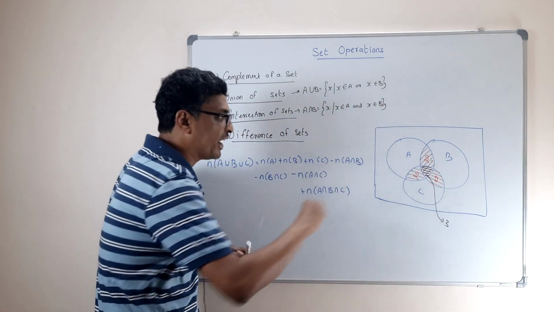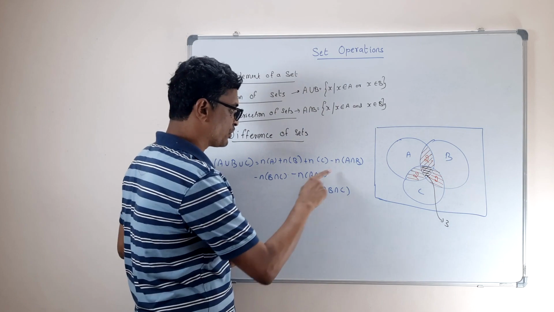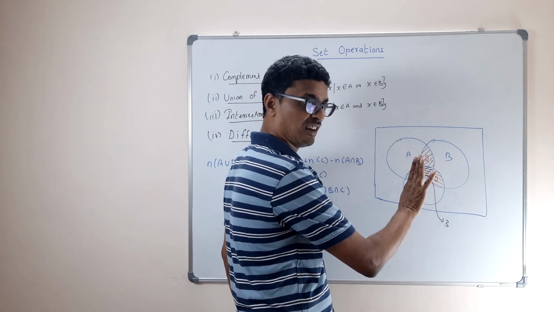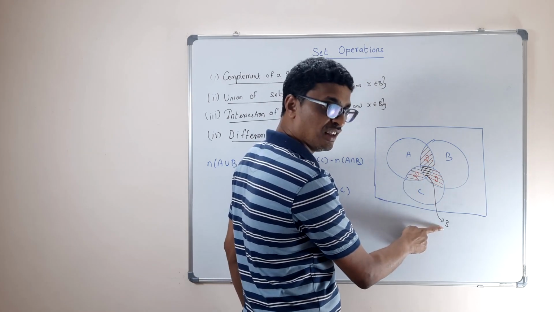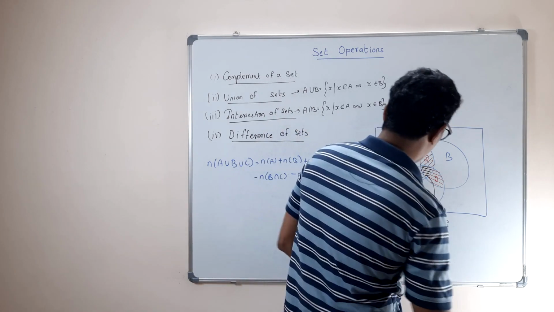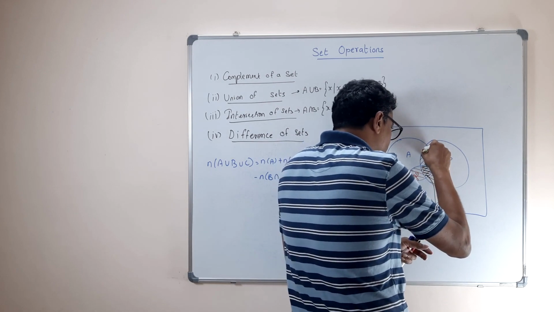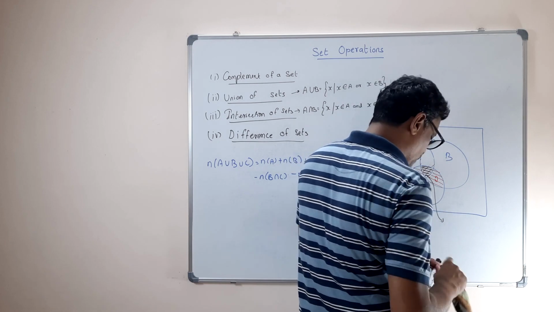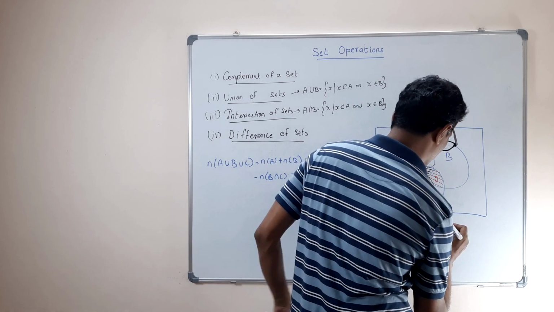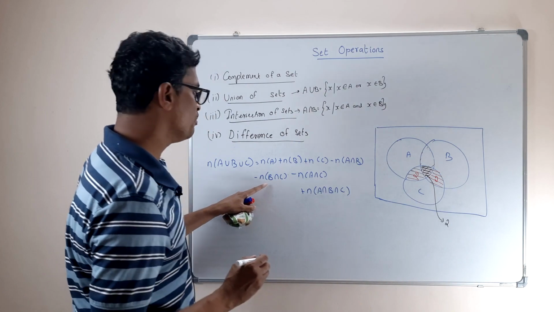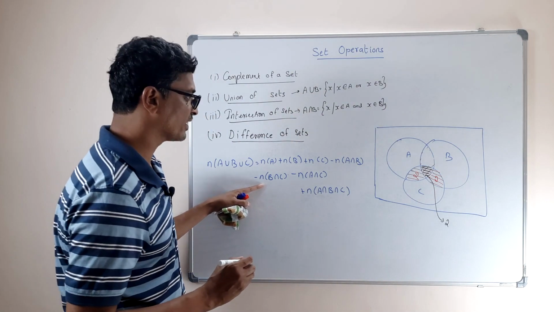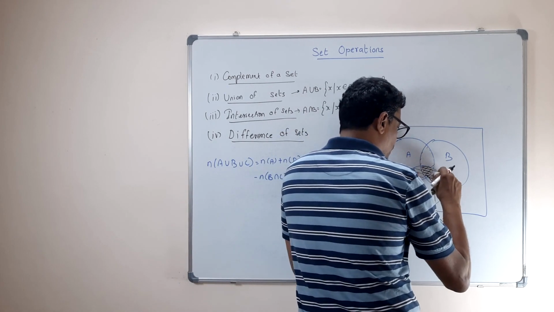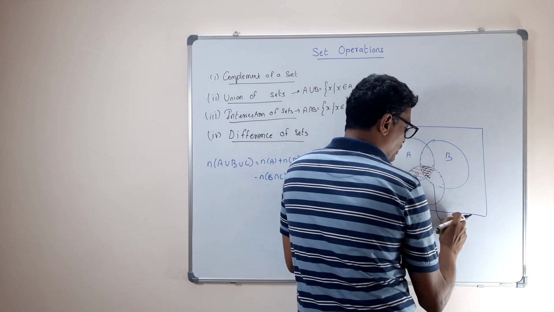So now we have to subtract all those portions. The first one is A intersection B. This we have subtracted. So this became 1. Then this is 3 times. When I subtract this one, this has gone completely. And this becomes 2 now. Correct. And then I am subtracting B intersection C. That is this. So I have subtracted this portion also. So now this became 1.